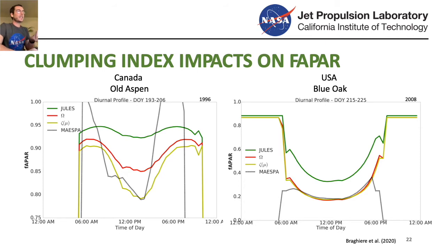Now, for the Blue Oak Savanna, it was a much larger area, so 300 meters by 300 meters. And the 3D model agrees pretty well with the two-stream scheme. But considering zenith variation of clumping or not doesn't seem to have a large impact for this sparse site. Although we can see that the FAPAR is also decreasing when we consider clumping. So now that we have FAPAR and a land surface model, let's see what GPP looks like.